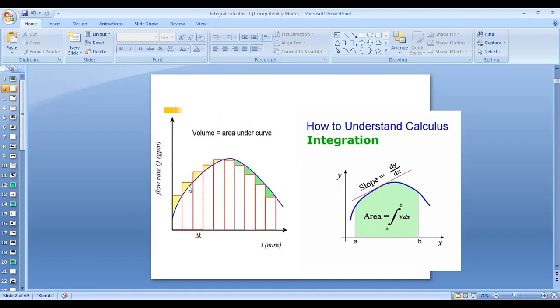To find the total area, we can divide it into sub-areas. This is the first small area, this is a length del t, this is another del t, this is another del t. So many del t make many sub-areas. So the total area will be this area plus this area plus this area, and so on. The whole area equals the area under the curve. This is the basic concept where we use integration or integral calculus.